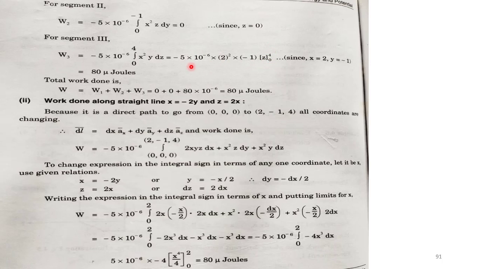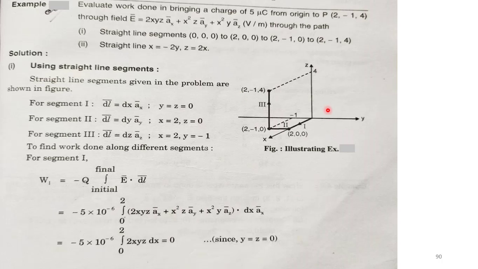If you simplify this, you will get the answer as 80 microjoule. Therefore, the work done for segment 3 is 80 microjoule. So the total work done is W1 plus W2 plus W3, which is 0 plus 0 plus 80 microjoule. So you will get the final answer as 80 microjoule. This is our total work done in moving a point charge from the initial point to the final point.